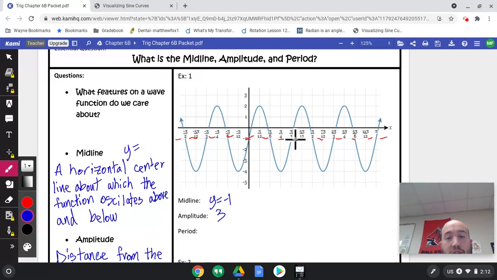Then when it's back at the midline and it goes up again, that's when the cycle repeats again. So one period on this one would be pi over 3, because once again, if we start here, it goes up and then down, and then that's when it starts to repeat itself, hits the midline and goes up again. So right here, pi over 3.